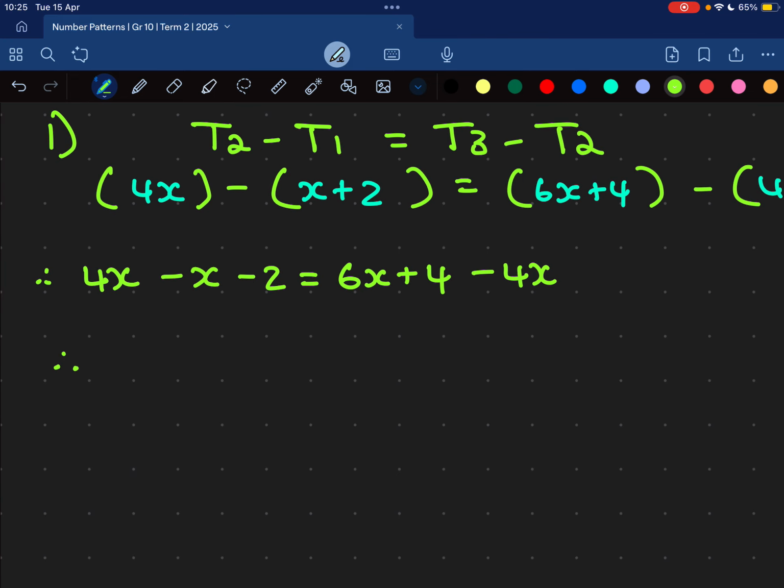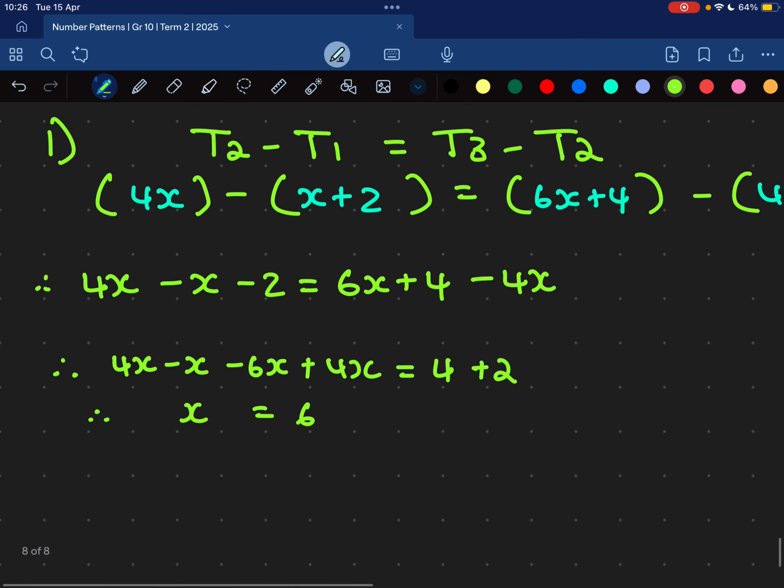Okay, so then you can group everything to one side. So you'll have 4x minus 6x plus 4x, which is equal to 4 plus 2. Okay, 4x minus x is 3x, minus 6x is going to be negative 3x, plus 4x is just x, which is 6.